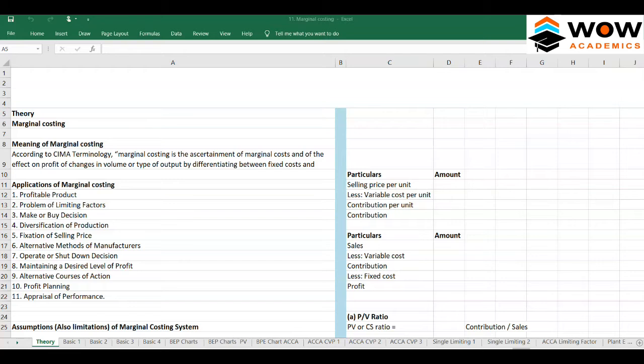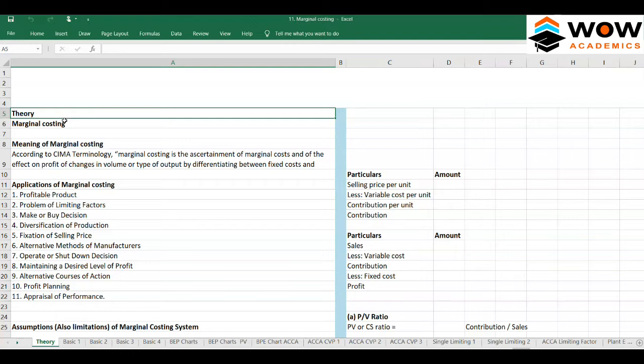So welcome to this video. In this video, we are going to discuss marginal costing. Marginal costing is a very important part of management accounting, and it's a quite interesting concept, quite extensive, and it has wide applications in management accounting. We'll discuss this topic first theoretically, then we'll move on to how to work out these problems.